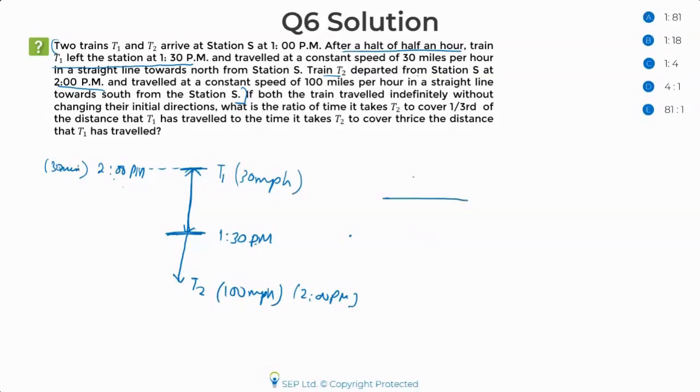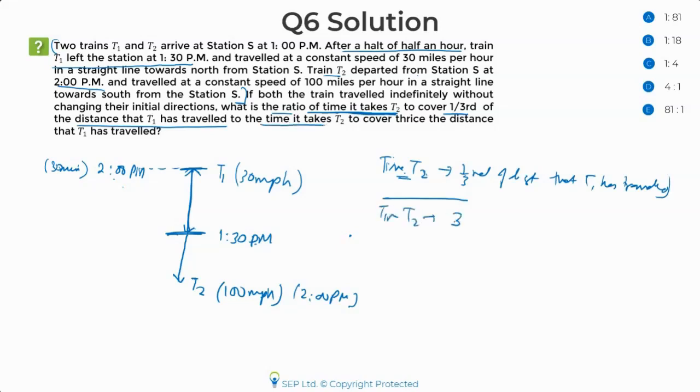So I'll make a division sign. What is in the numerator? The ratio of time it takes T2, so they're talking about the time of T2 to cover 1/3 of the distance that T1 has traveled. So how much time T2 is taking to cover 1/3 of the distance that T1 has traveled. And the second part is the time it takes T2 to cover thrice the distance, and obviously its speed is more, so at a certain point of time it will be able to cover more distance, so thrice the distance of T1. So in both cases I'm looking for a time with respect to T2. I want to know how much time T2 will take to cover a certain part of the distance.